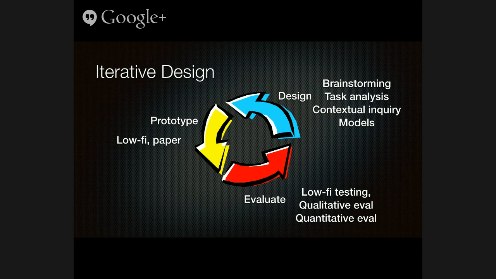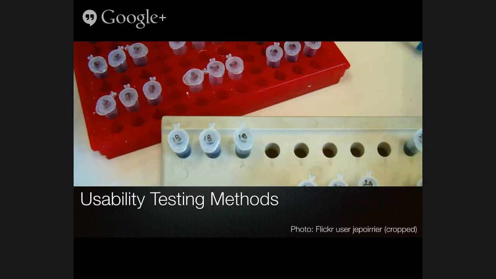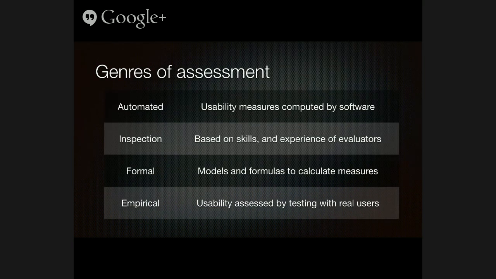Grand. So we're going to start off by talking about usability testing methods and the different genres of testing that come up in human-computer interaction and in the design world in general. Here are a few of those genres. We have automated testing, which is about finding usability metrics that are automatically computed by software. Inspection methods based on experienced evaluators. Formal evaluation based on models and formulas. And empirical evaluation, which is what we're talking about today, usability assessed by testing with real users.